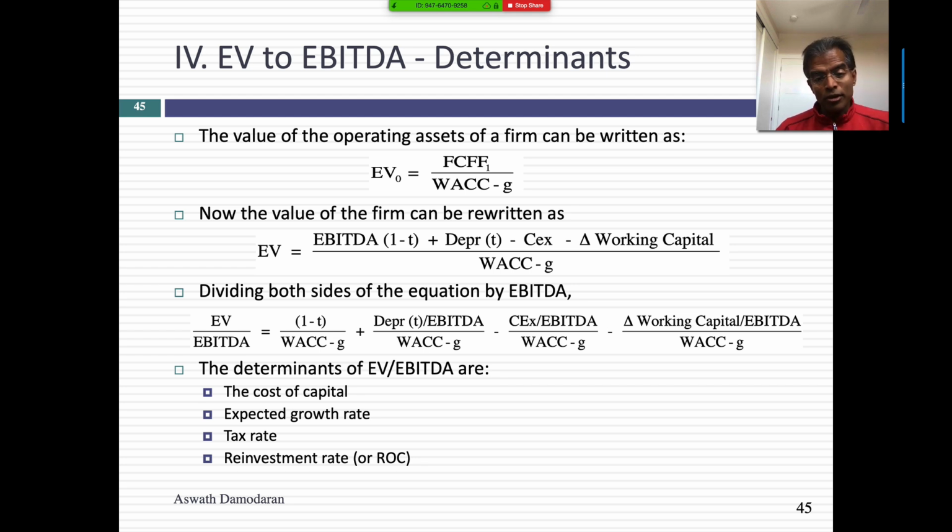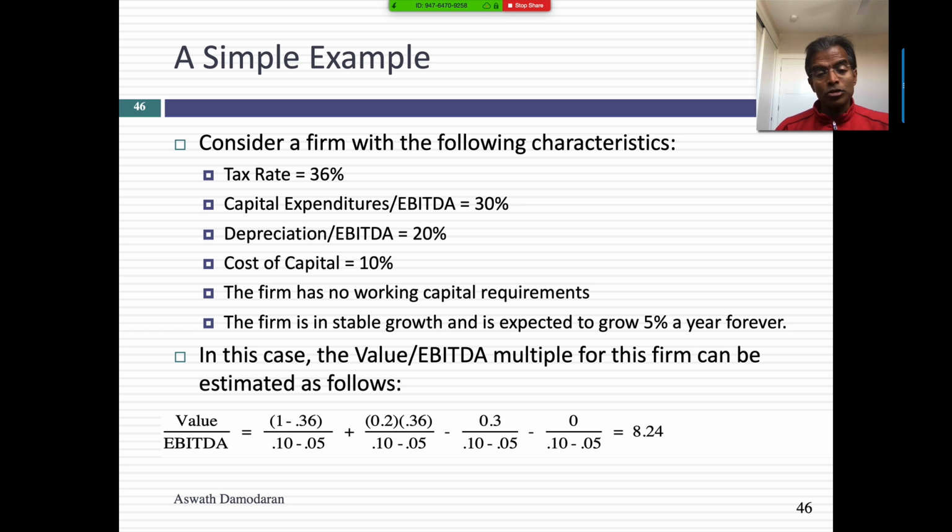But there's hope still left in the world. You can still find a cheap stock, and here's what a cheap stock will look like on an EV to EBITDA basis. It'll have a low cost of capital, it'll have a high growth rate, it'll have a low tax rate, and it'll have a high return on capital. Again, you're saying, what chance do I have finding something like this? No harm looking. So think of screening for stocks on that basis, and you will have the basis for finding stocks that are underpriced on EV to EBITDA basis.